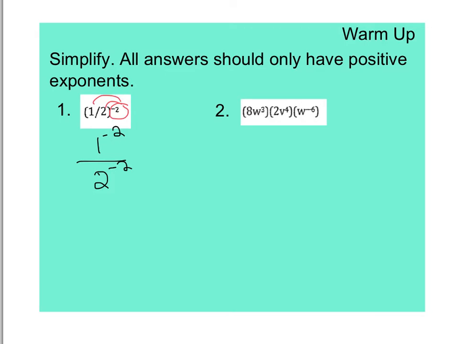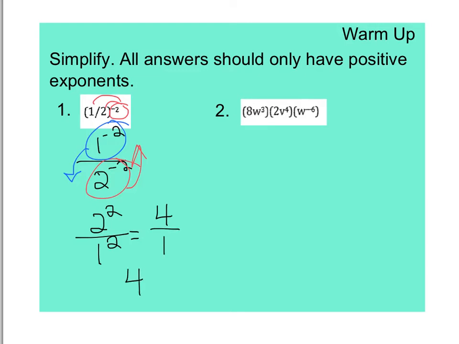Well, we know we're not allowed to have negative exponents, which means they have to switch. So the 2 on the bottom is going to go to the top, and the 1 on top is going to go to the bottom. So that's going to make it 2 now with a positive 2 exponent and 1 with a positive 2 exponent. 2 squared is 4, 1 squared is 1, and then we just want to leave that answer as 4.